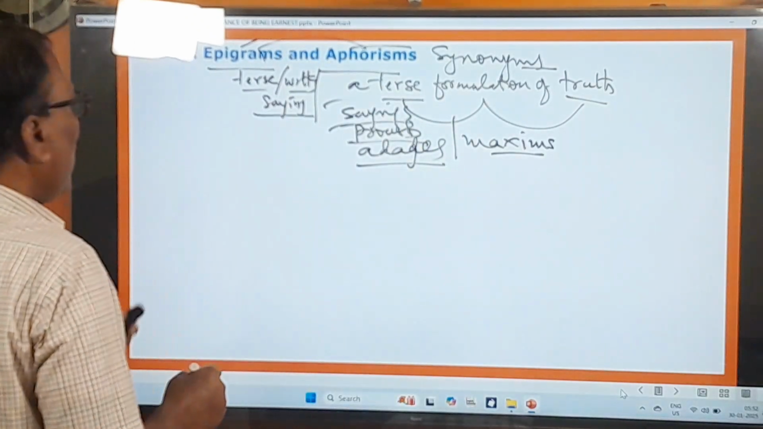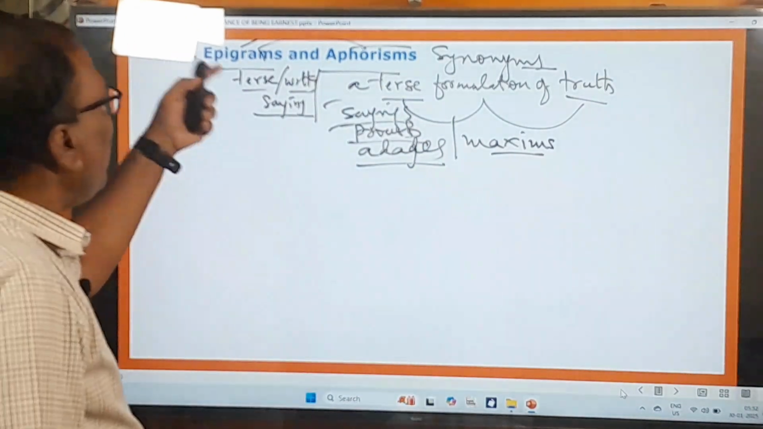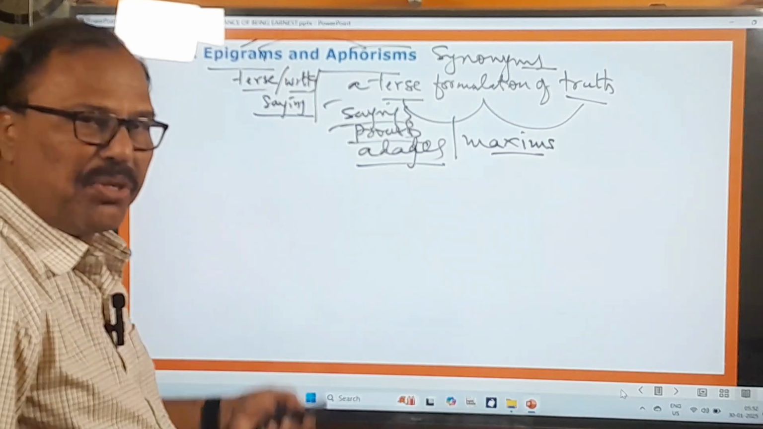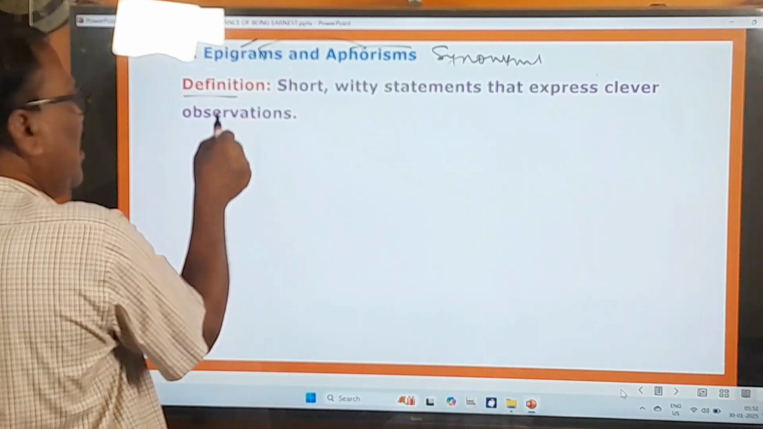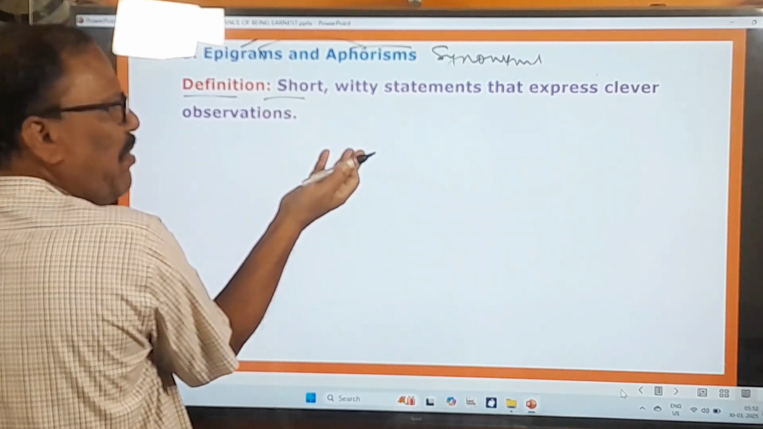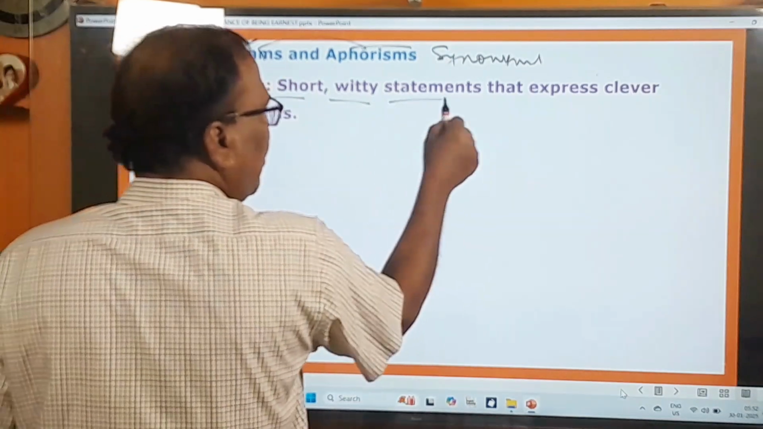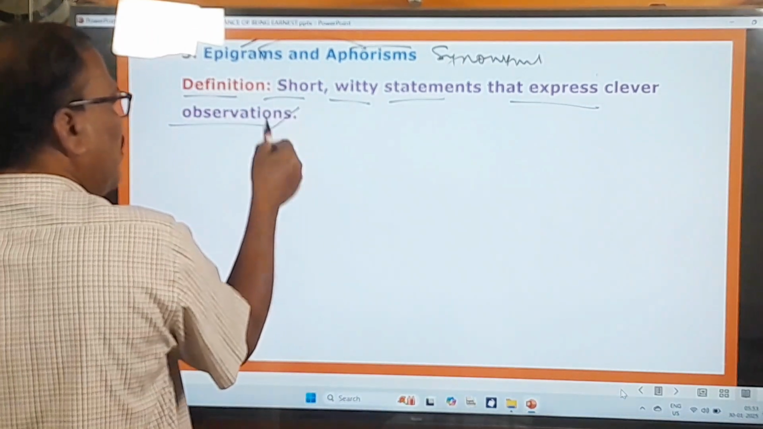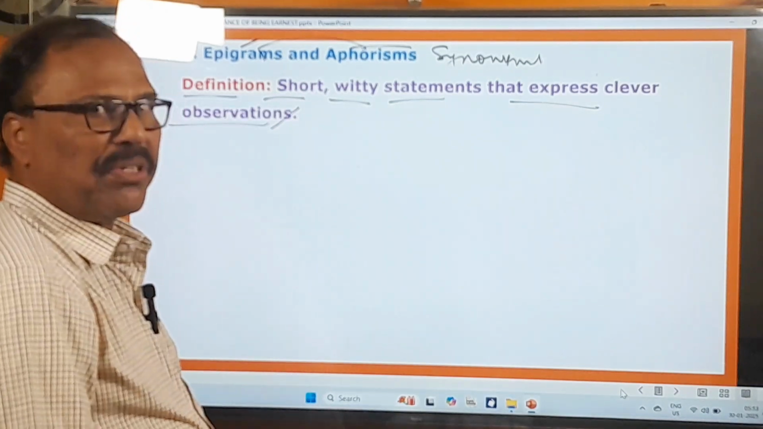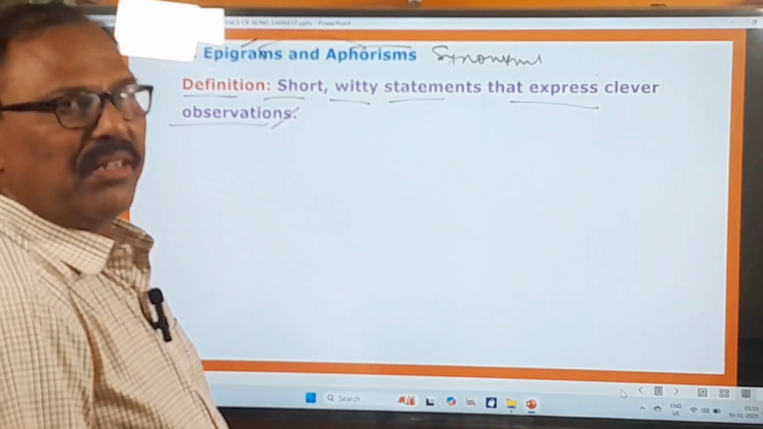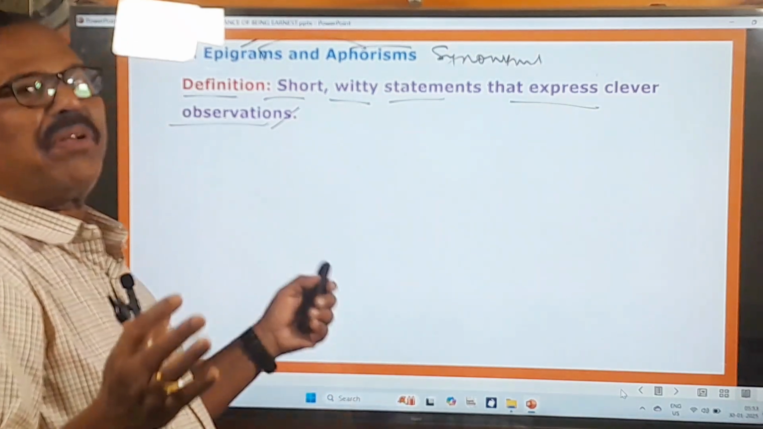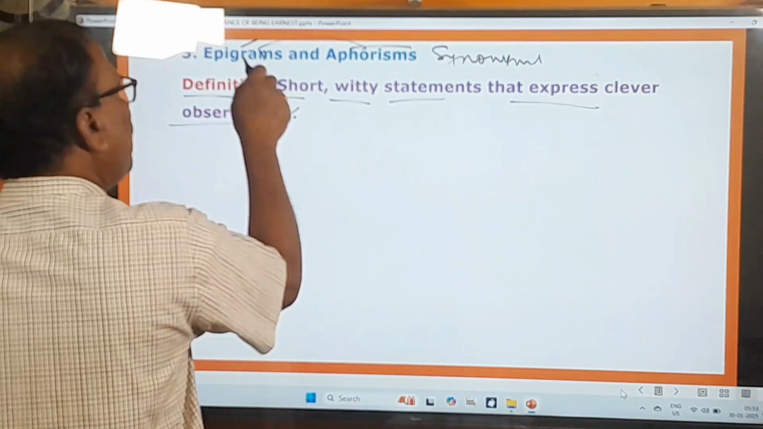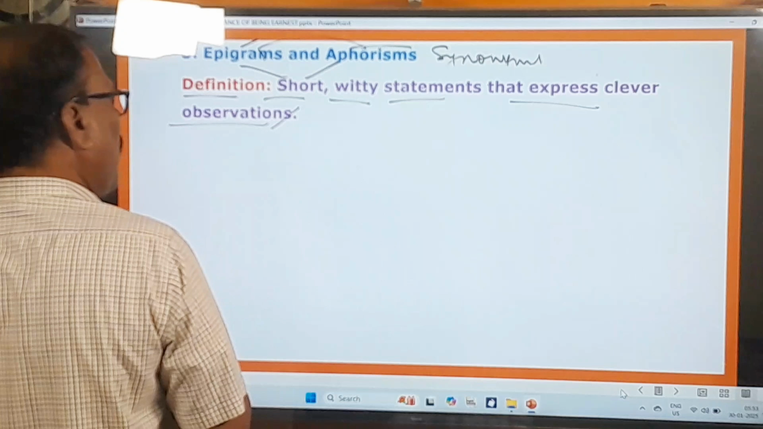Now there are several epigrams and aphorisms in this beautiful drama. Let us have a look at them. Some definition is given here. Short, brief or terse, witty statements that express clever observations. Already I have given you some examples. Unity is strength, all that glitters is not gold, look before you leap. There are so many proverbs. So they are called epigrams or aphorisms, whatever you can call them.